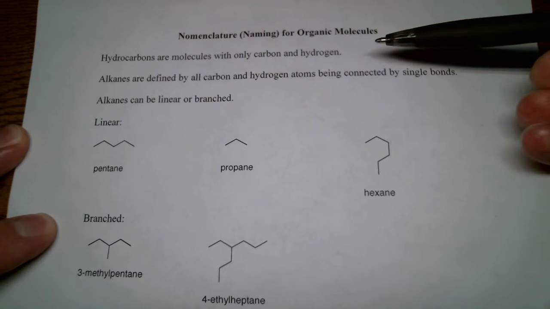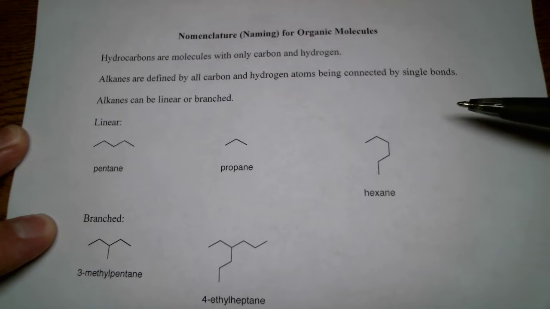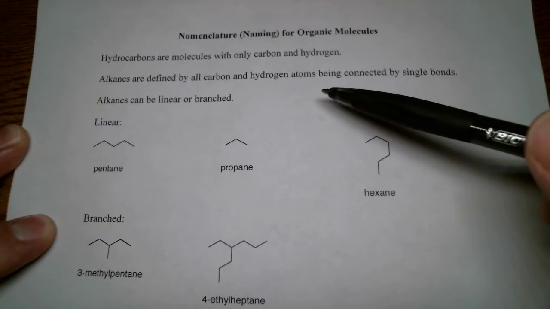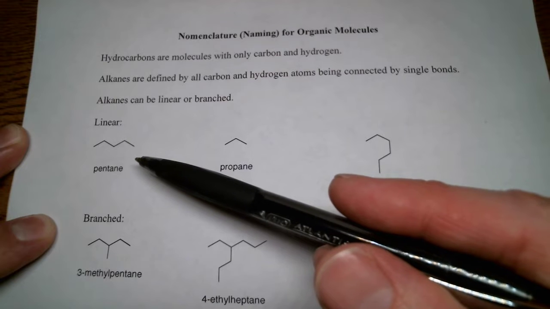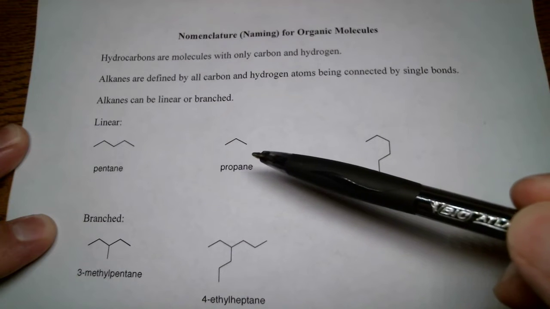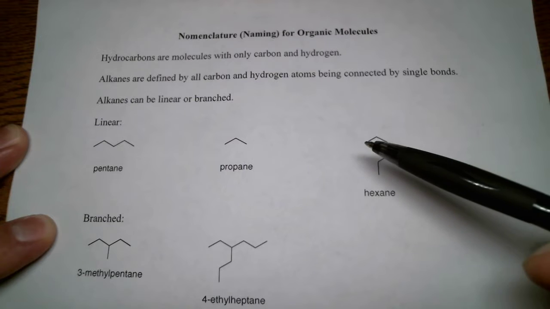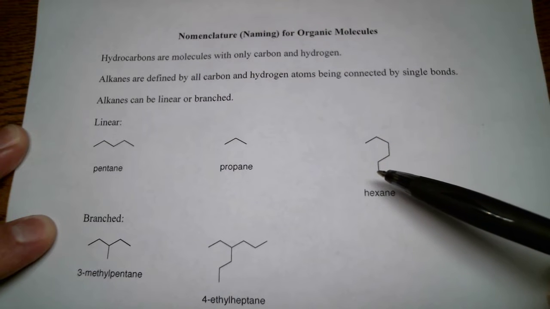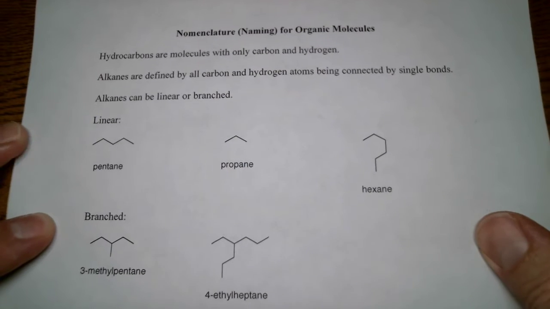molecules. So all hydrocarbons are molecules with only carbon and hydrogen atoms. Alkanes are defined by carbon and hydrogen atoms being connected by single bonds. Alkanes can be linear or branched. Oftentimes we write them with these valleys and peaks from left to right, like pentane or propane. I could have just put another carbon on pentane and I would have reached hexane. Or you can twist the molecule around in the bond line structure and make it look a little different in the plane for your molecule.